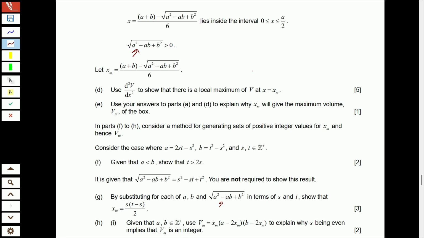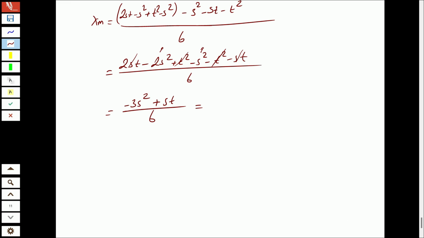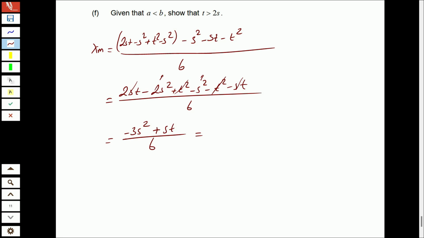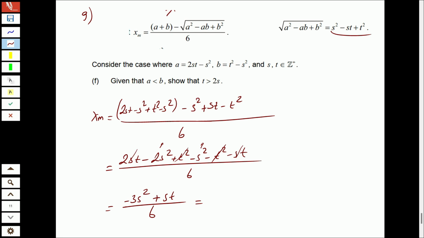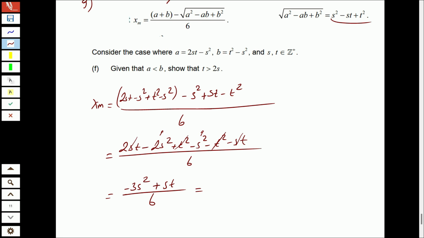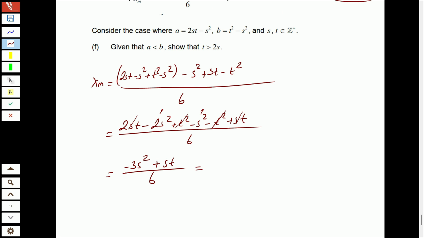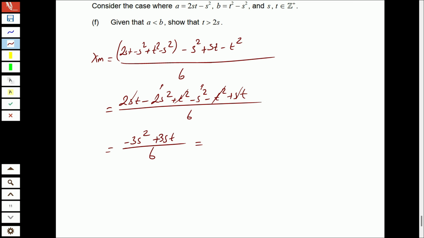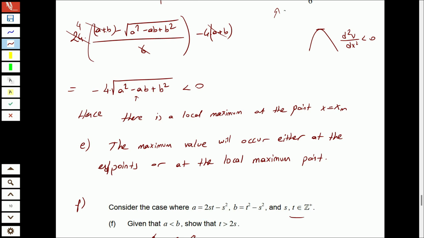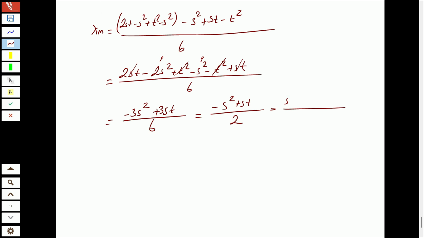Let me check it. Oh, here it is going to be a positive sign, plus, and it will be 3st. We can cancel 3, minus s square plus st divided by 2. If we write s as a common factor, we get s in parentheses t minus s divided by 2.